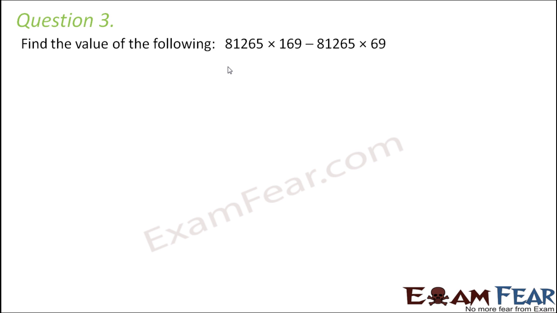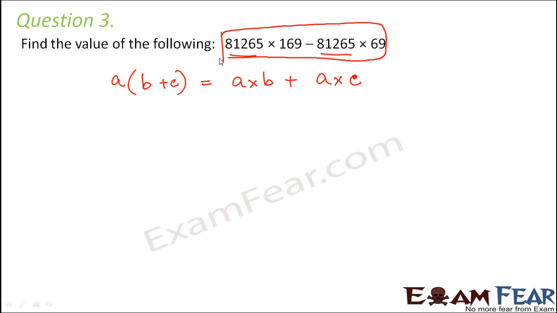Looking at this, do you remember any property? Is there any property that comes to your mind? The nice thing is that in both the terms you have 81,265 as something common. Now remember the distributive property, which says that A into B plus C is equal to A into B plus A into C. Looking at this, it is of the form A into B plus A into C. It is just that here you have minus.